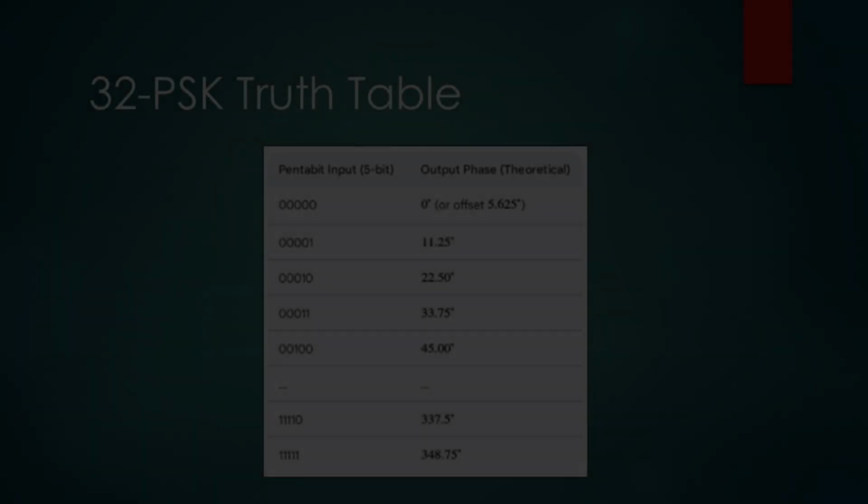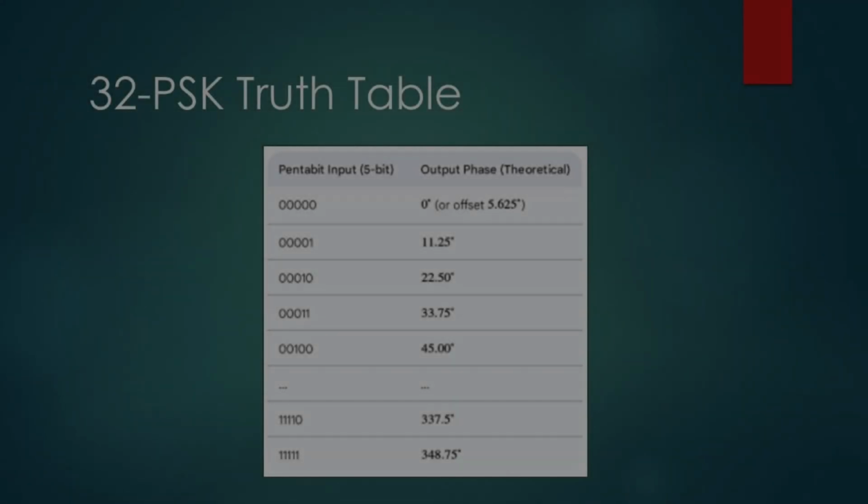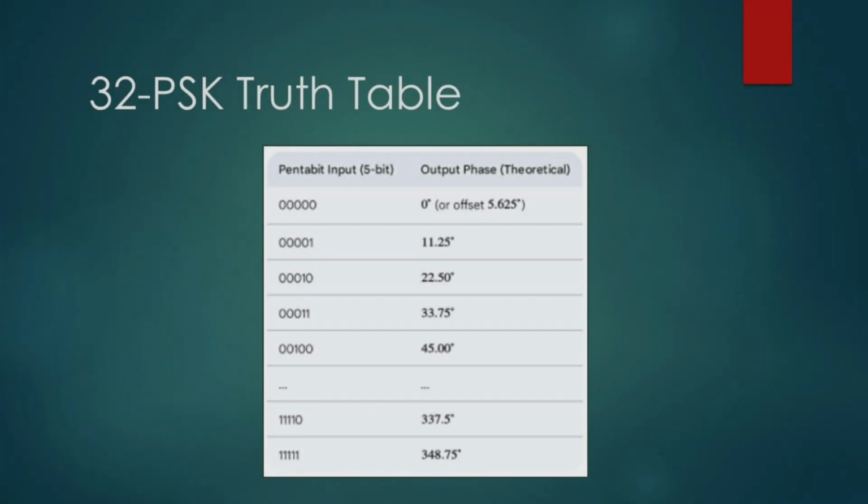So let's look at the logical mapping. Each 5-bit combination from 00000 to 11111 is assigned a specific phase. As you can see in this table, the phases increment by 11.25 degrees per step.